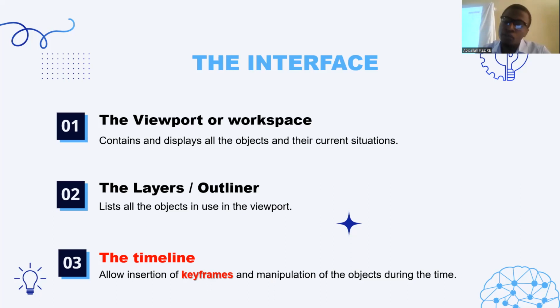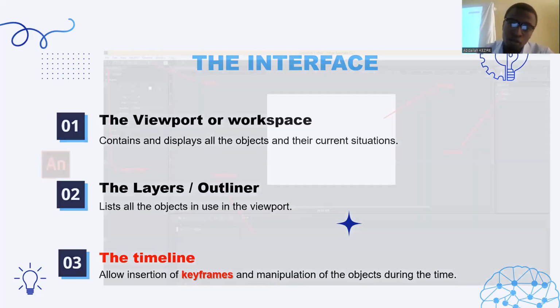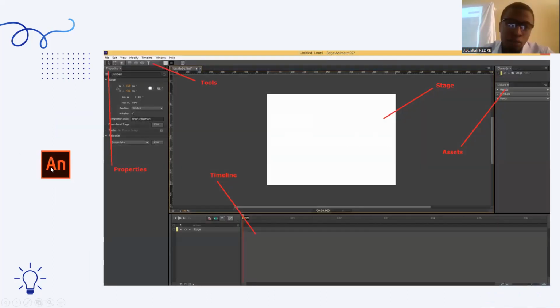The timeline is very, very important, and I put it in red with the word keyframes because I will come back to it later. Now here I'm giving you the first example. This is an interface for Adobe Animate. It's also an animation software. You see that white space? It's what I was calling the viewport.